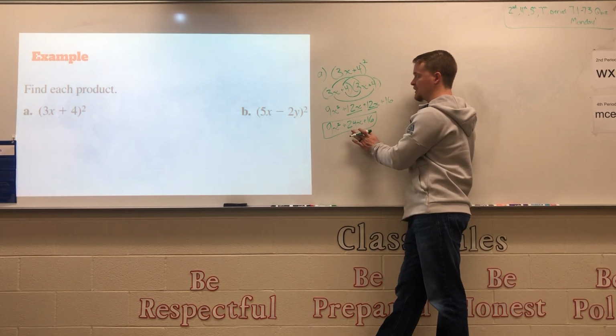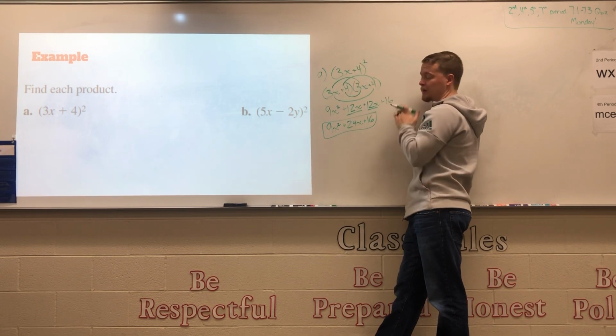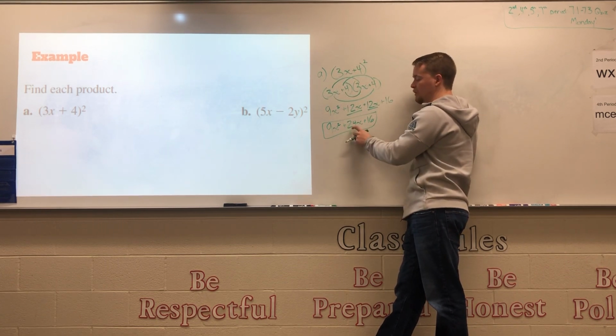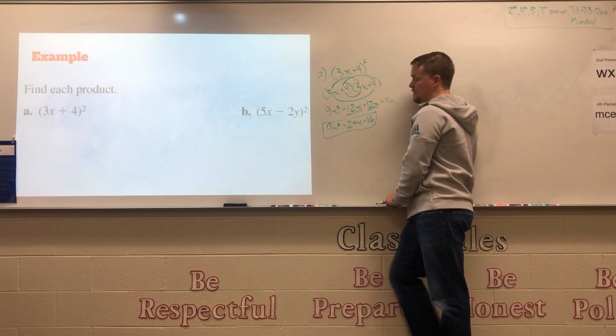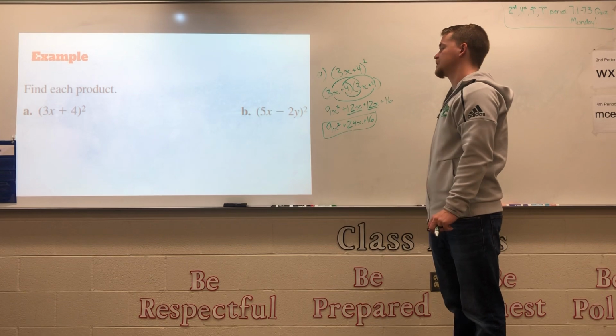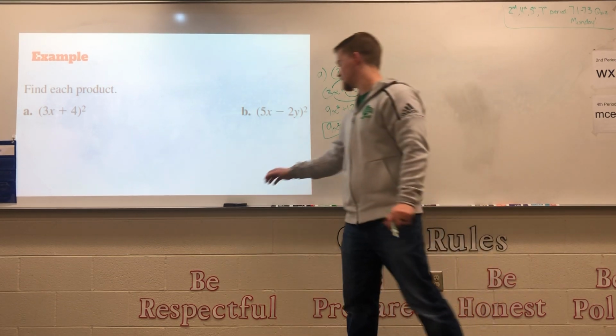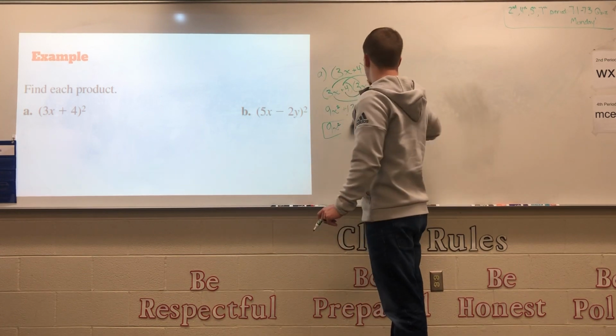Like I said, a lot of the times I will see students distribute that through and get 9x squared plus 16 as their final answer. Okay, that would not be correct because we also have the plus 24x. So be careful whenever you're doing these types of problems. Okay, so I want you to try the second one. Pause the video, try 5x minus 2y all to the second power.